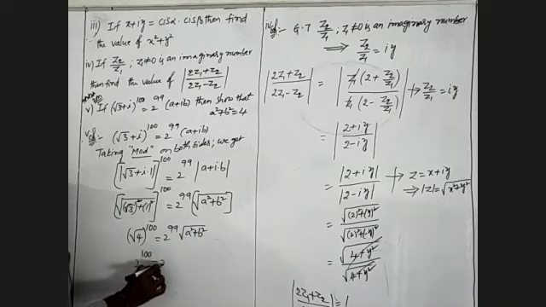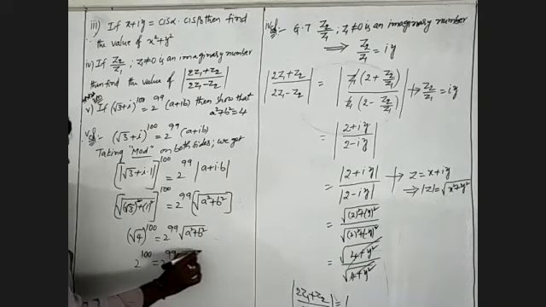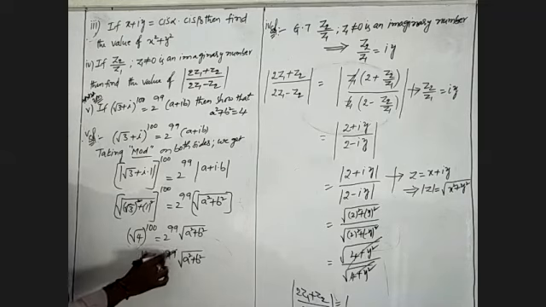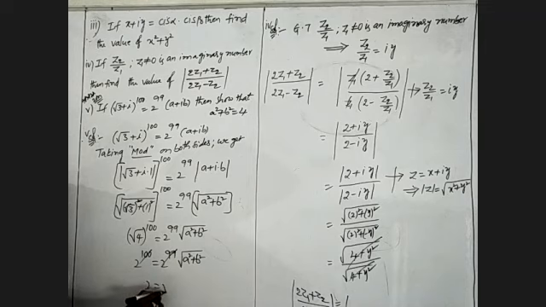2 power 100 is equal to 2 power 99 into root of a square plus b square. 2 power 99 and 2 power 100 will be cancelled. Remaining is 2. I will write 2 is equal to root of a square plus b square. Squaring on both sides, 2 square is nothing but 4. Square and root will be cancelled. Remaining is a square plus b square. That is the value: a square plus b square is nothing but 4.